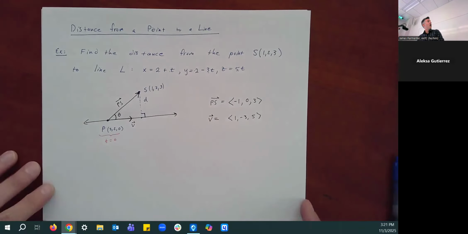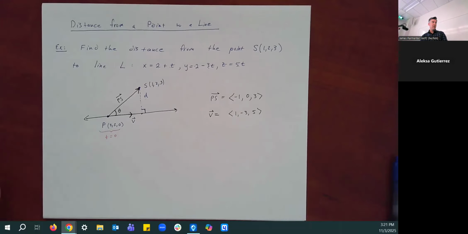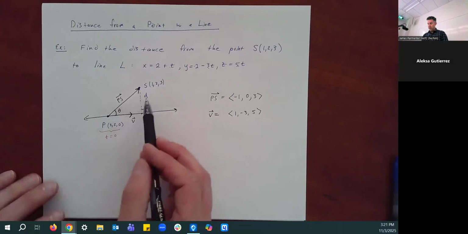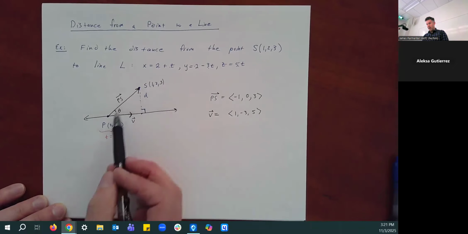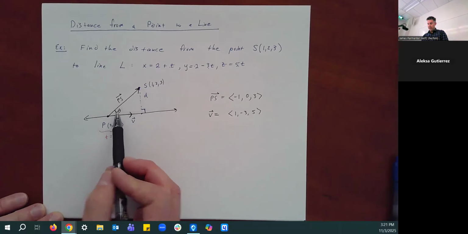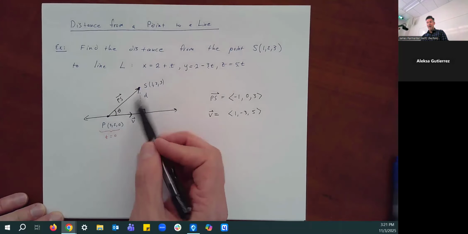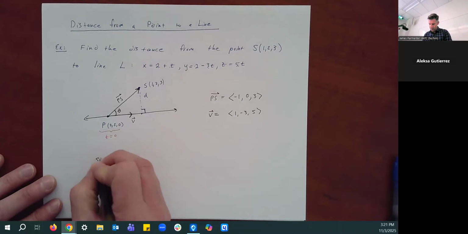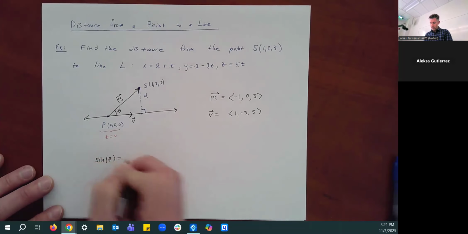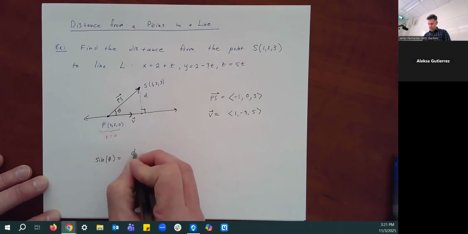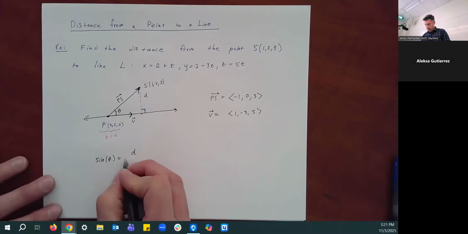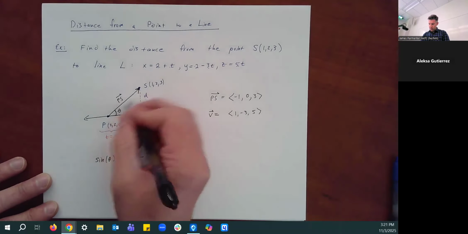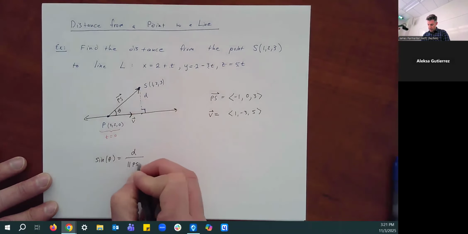So all of these formulas really come down to trigonometry. If I want to find the length of this side and I've got this angle and I can find the length of that side there, I should probably use the sine function, because sine of my angle is equal to the opposite side length, which is d, which I'm trying to find, divided by the magnitude of this vector here, PS.